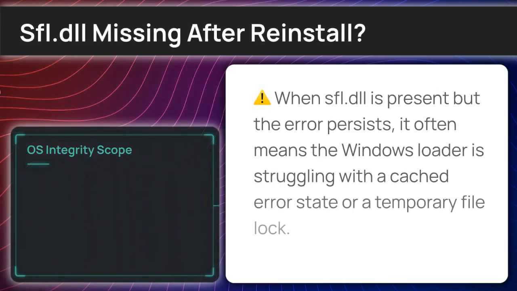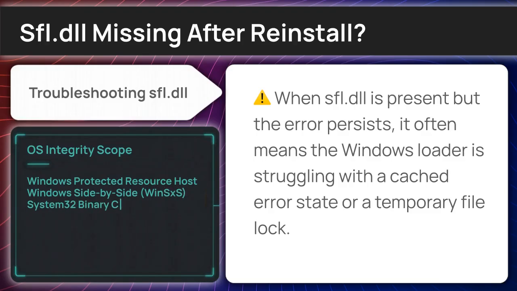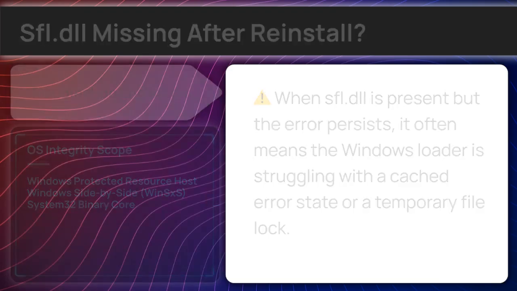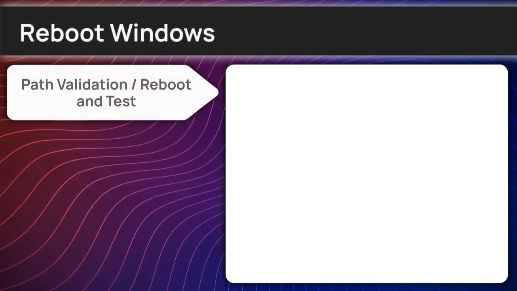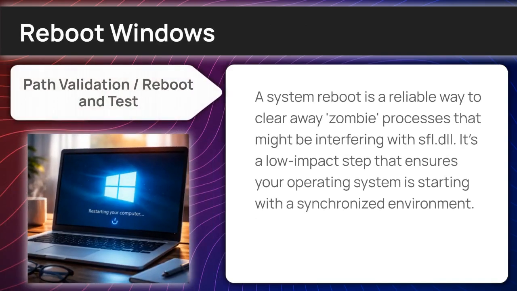Should the reinstallation fall short, the next step in our protocol is to validate the integrity of your system's startup environment. Performing a restart can determine if the error is just a transient environment glitch. A reboot refreshes your system's path variables and can sometimes reestablish a broken link to the Sfl library file.